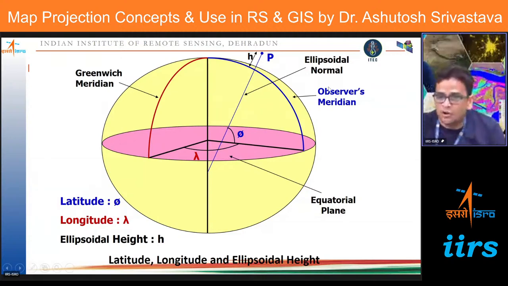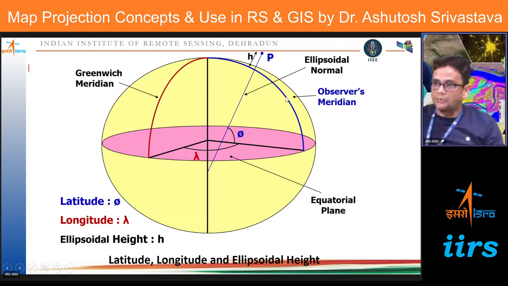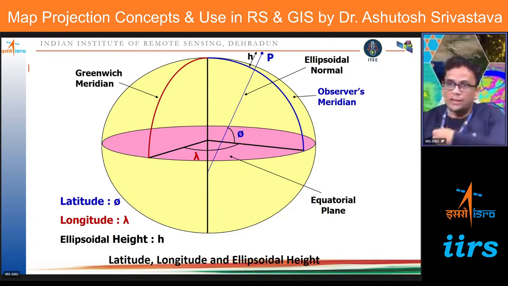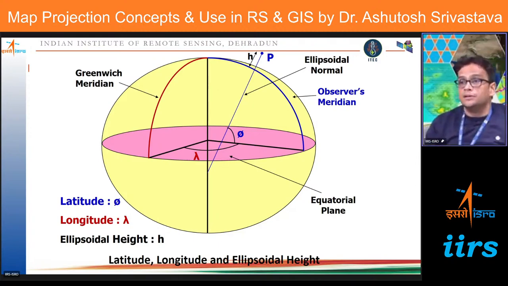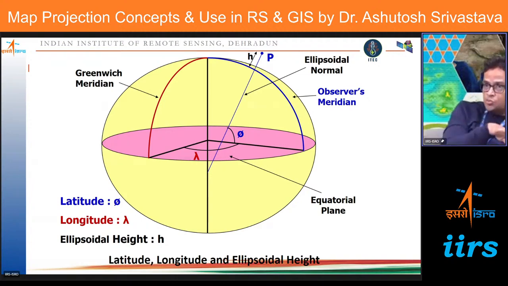This is called the observer's meridian. Like I am sitting here, and I draw a perpendicular, it will go through the surface, somewhere it will go inside, and the meridian which passes through me, some meridian will be passing from here. Now, the angle between the Greenwich meridian and the observer's meridian, because I have already told you we have fixed this, this is our reference point. So the reference point we have fixed is the Greenwich meridian, and the angle between the Greenwich meridian and the observer's meridian is called the longitude.